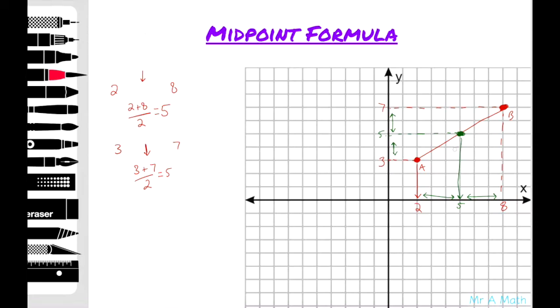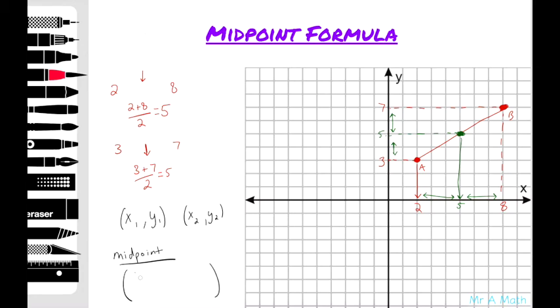Now, if I don't have a graph, I can actually find the midpoint if I just have the coordinates of my 2 points. So if I have a coordinate 1, we're going to label it x1, y1. And I have a second coordinate, we'll label it x2, y2. This is just our notation to say this is my first coordinate's x value, my first coordinate's y value, and so on. What I can do is say my midpoint then has to have this coordinate.